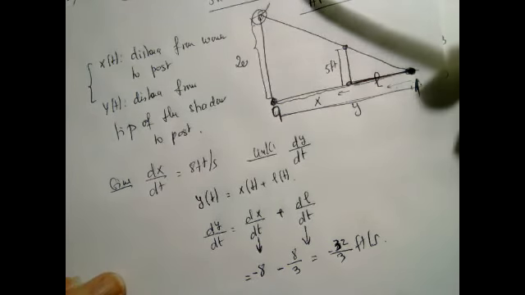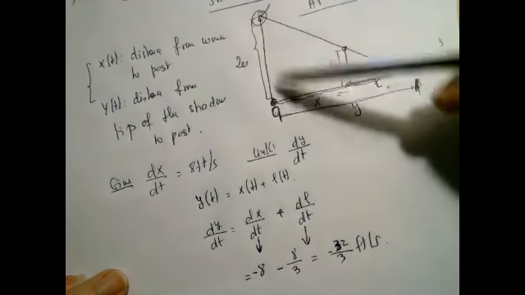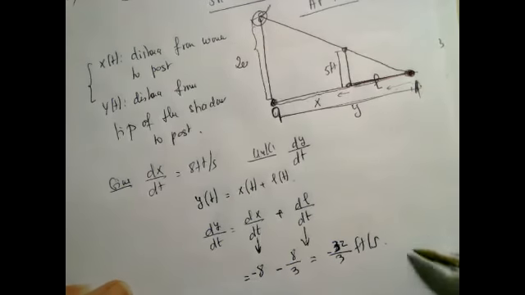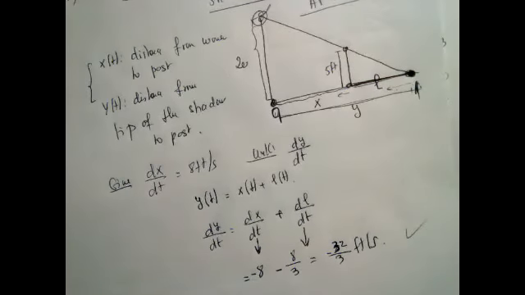If we didn't have part A, then you would have to set up a similar triangle again and proceed. Okay. Very good.